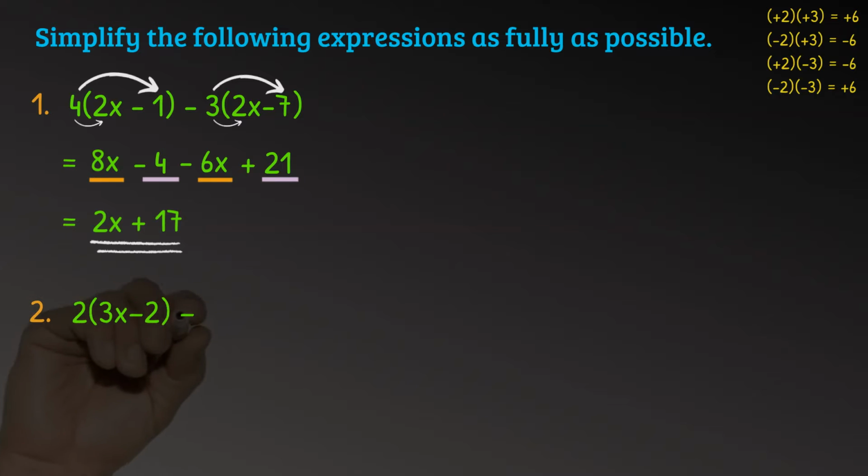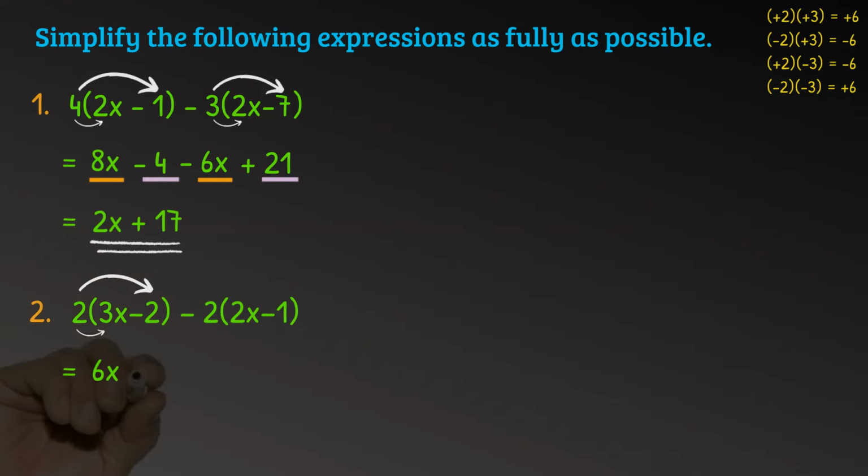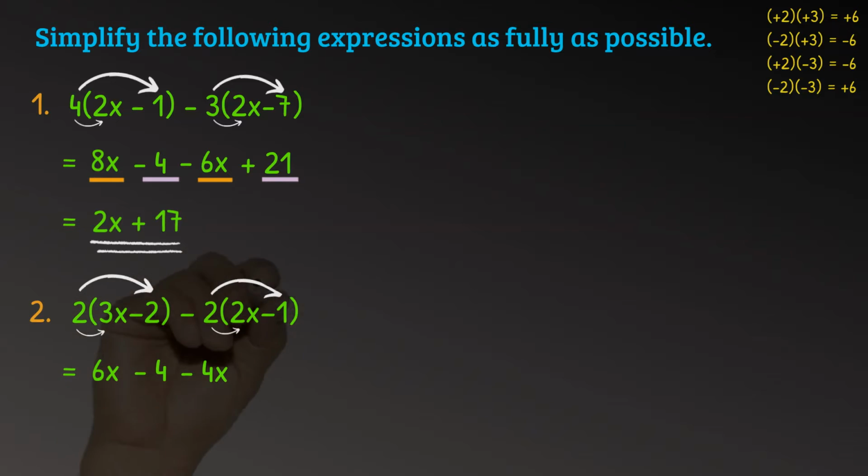And similarly, with the next example, both of these brackets also have a constant in front of them. So we start off by multiplying the brackets out. So first we multiply 2 by 3x, and 2 times 3 is 6, so the first term is 6x. Then we multiply 2 by -2, which gives us -4. And then we have -2 in front of the second bracket, so we multiply -2 times 2x, which gives us -4x. And finally, -2 times by -1 gives us a +2.